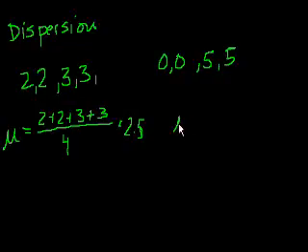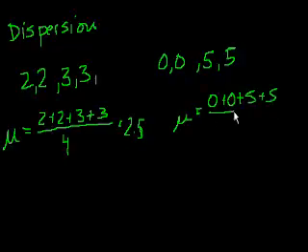Well, the mean here, and let's say this is the population that we're sampling. Well, this isn't a sample, this is the entire population, and you'll see why I'm making that distinction later. So it'll be 0 plus 0 plus 5 plus 5. Well, that's 10 divided by 4, which is equal to 2.5.